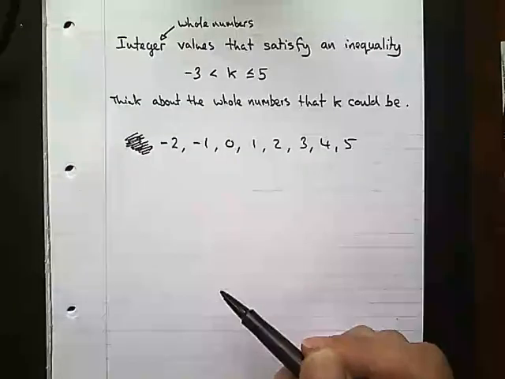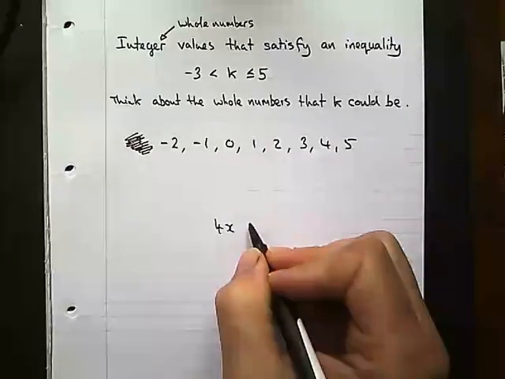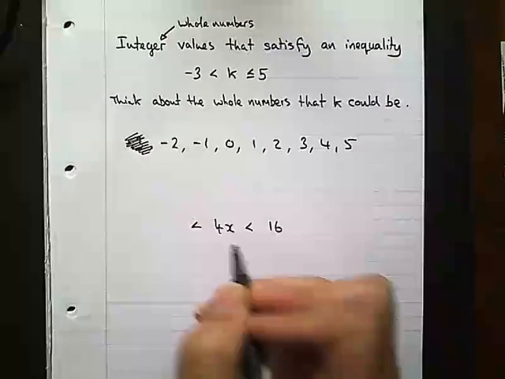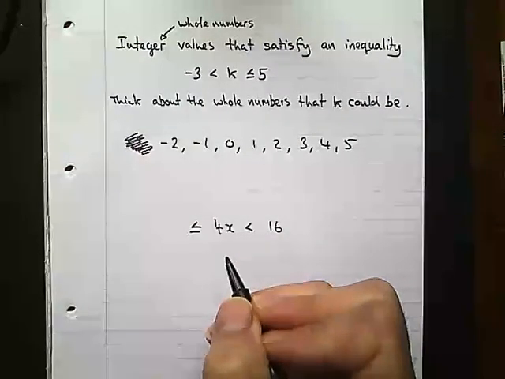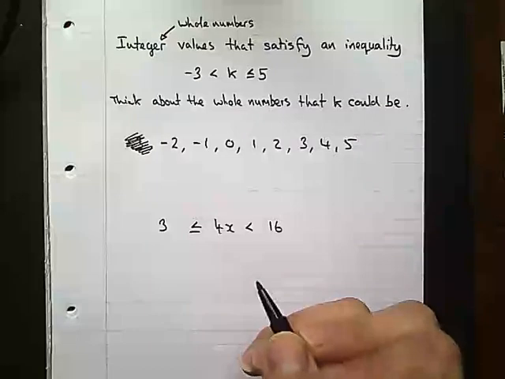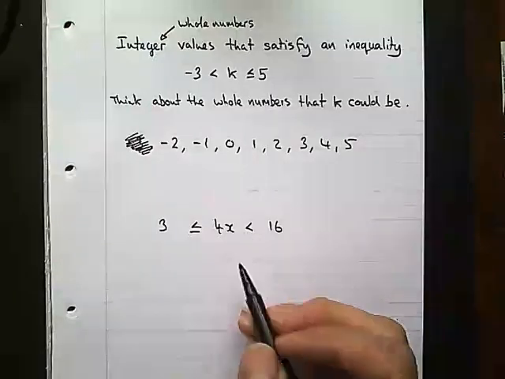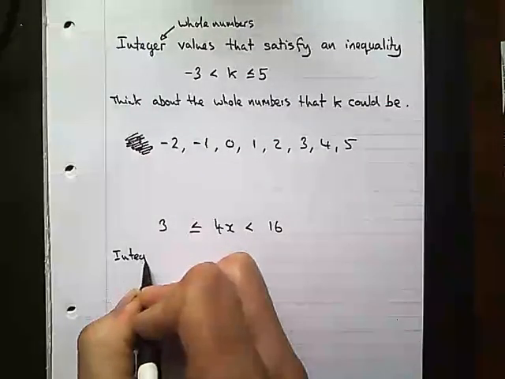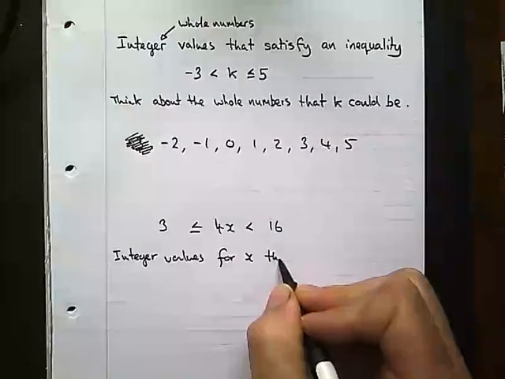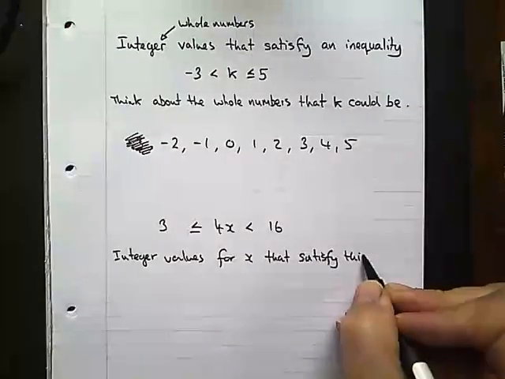Sometimes you might have, let's say, 4x is less than 16, but greater than or equal to, let's say, 3. So this one's a bit trickier. What I need to do is work out the integer values for x that satisfy this inequality.